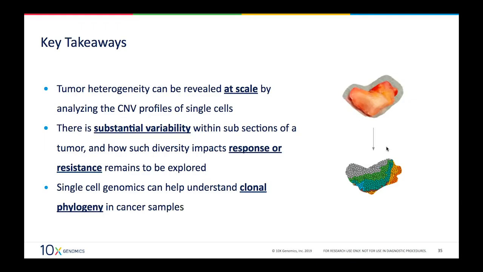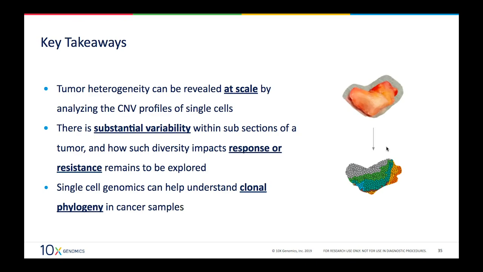So the key takeaway from this experiment is that you can reveal the tumor heterogeneity at scale. As I said, it would not be possible to do this if you were not looking at the genomes at the single cell level. And obviously you can start uncovering how much variability there is, for example in this case, in the subsections of the same tumor. And you can picture that when a biopsy is being done, depending on which section got biopsied, you can have different readouts. And this can actually impact the response to treatment or resistance, and the effect of the presence of all of these clones has to be explored, but they will definitely be interesting tools.